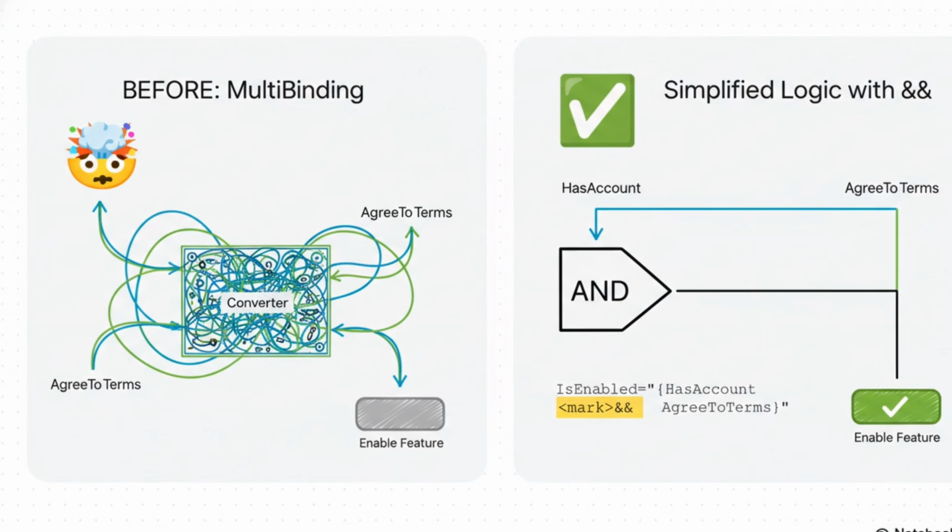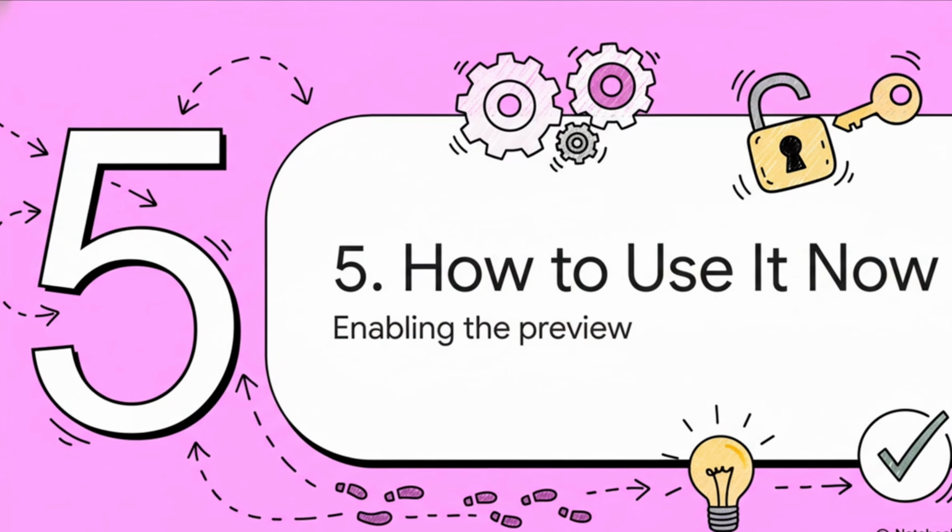And it's the same story for conditional logic. You want to enable a button only if 2 conditions are met. That used to be, you guessed it, another multi-binding with a converter. Now you just use logical operators right in the binding. Just a small heads up on the syntax. Since this is XML, you have to escape the ampersand, so it's &amp;&amp;, but the logic itself is perfectly clear and concise.